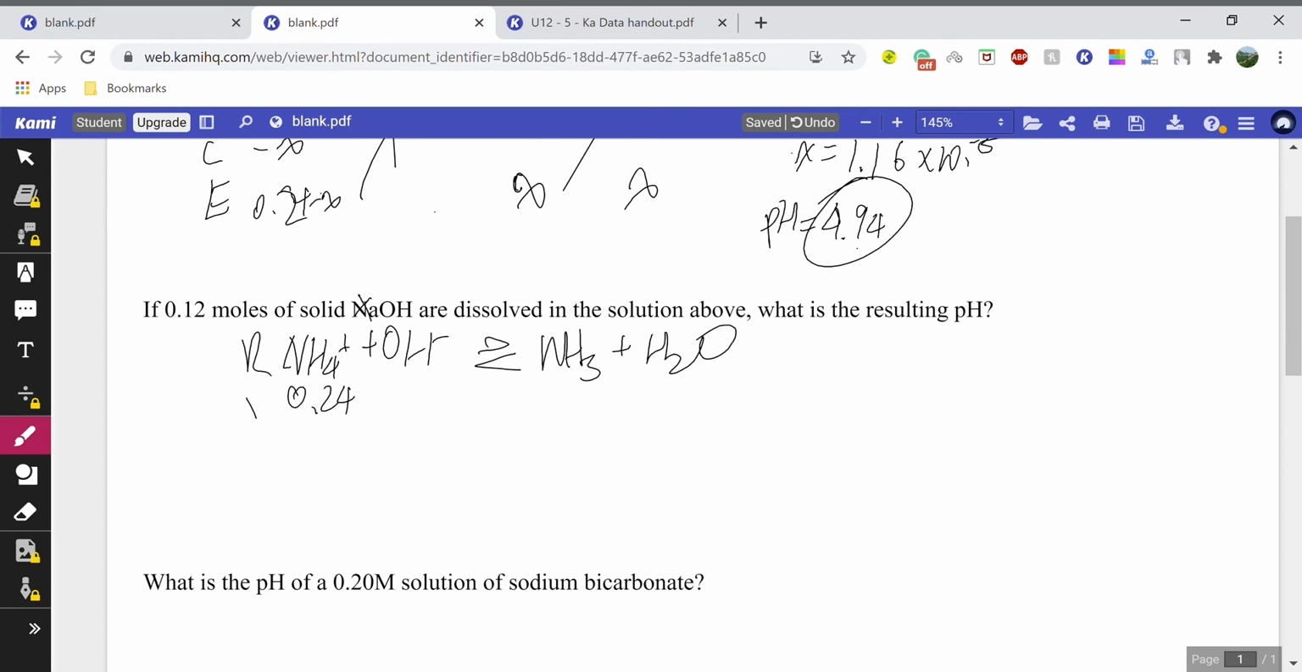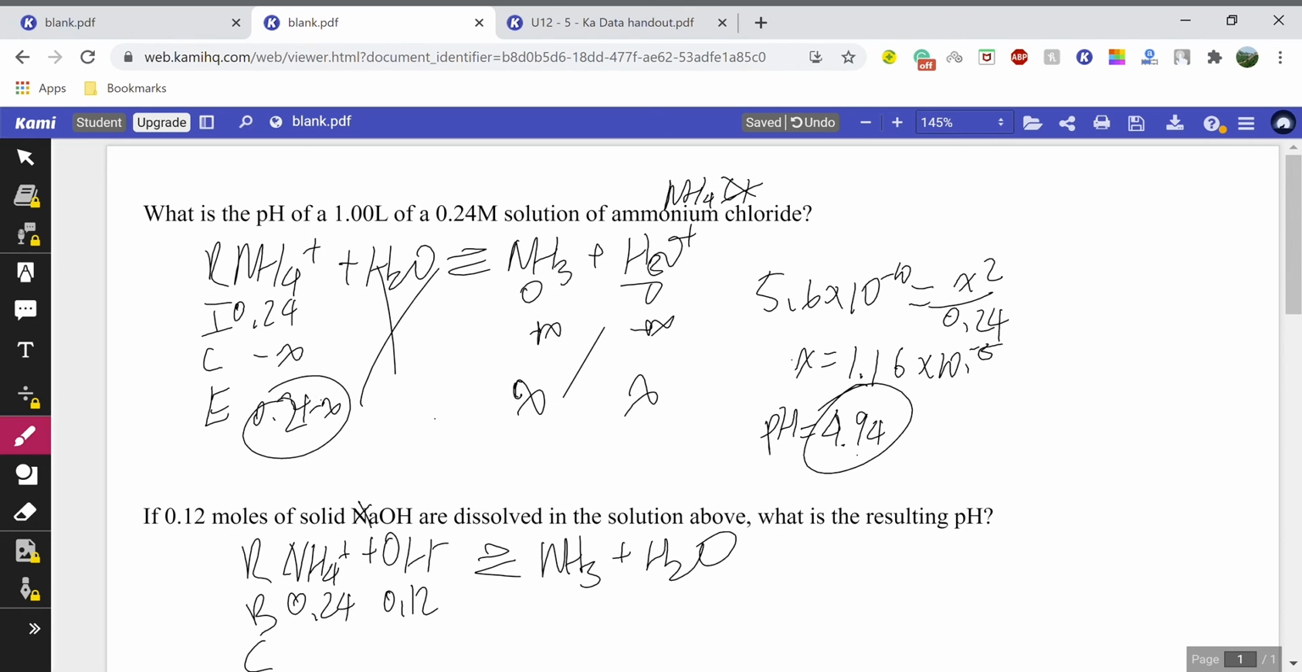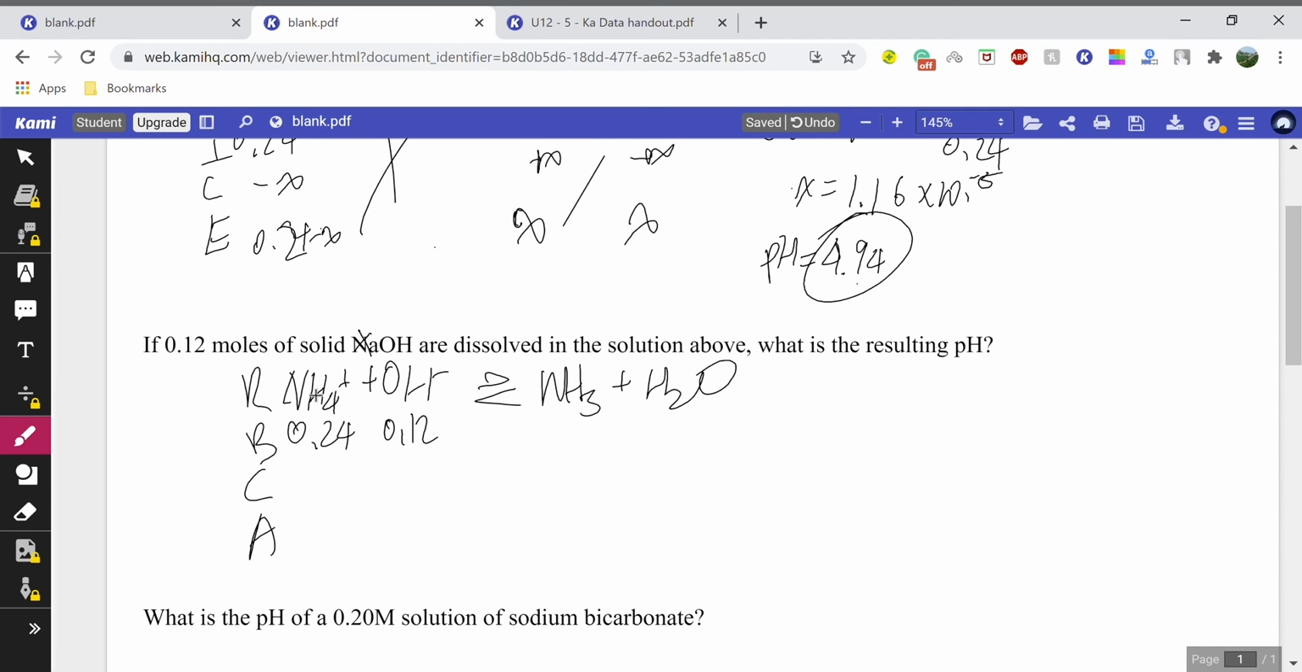Now this will be 0.24, and we have to do a RICE chart because we're adding a new species. We have to show the consumption of these moles. So 0.24, 0.12. Again, we converted it from 0.24 molar to moles because we're in a 1 liter solution. Now this is going to be 0 and 0.